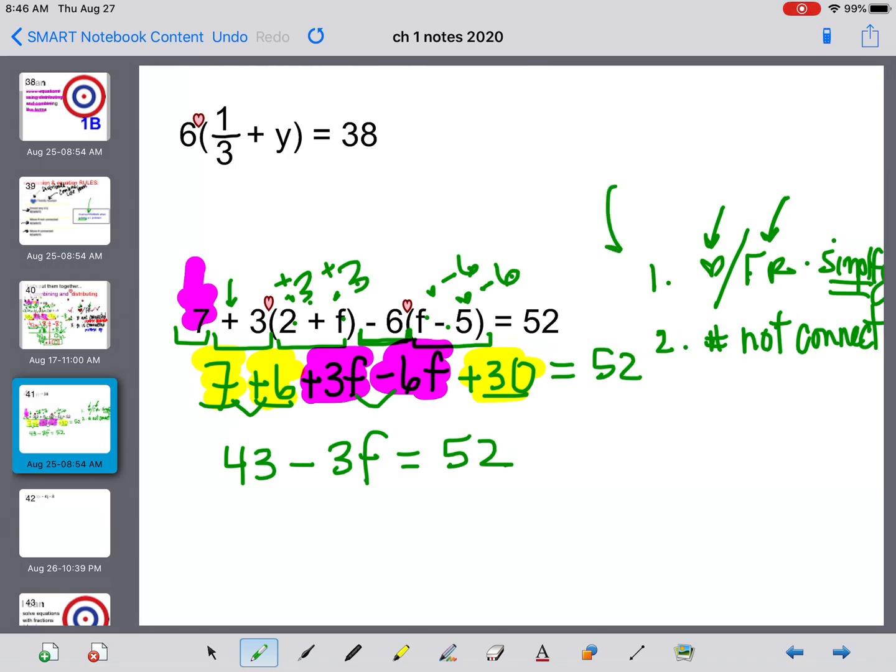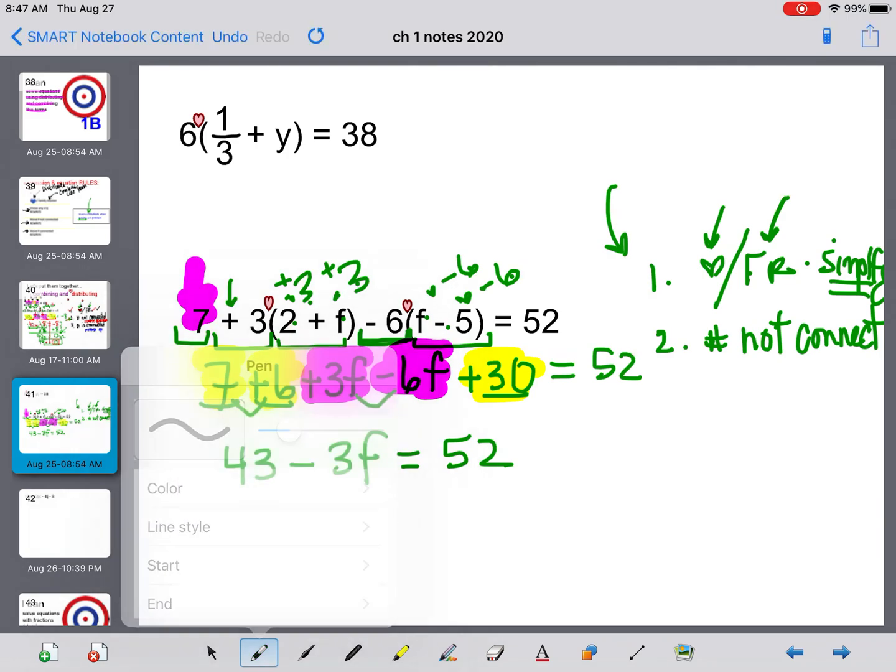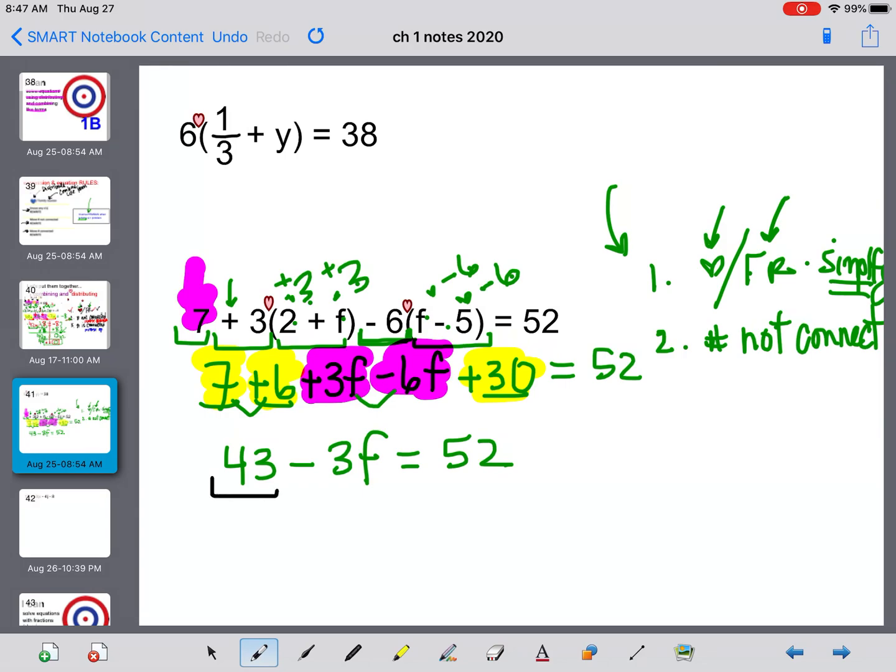And so remember, if you have these things in your notes, I'll keep rewriting them for a minute, but I'm not always going to write out the steps every time, just for you guys to keep seeing. Okay, so the number not connected, here's my terms. Let me break this out into terms again. Here's my first term. Here's my second term. So I have a positive 43 and a negative 3f.